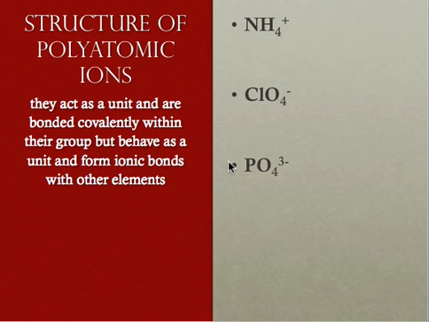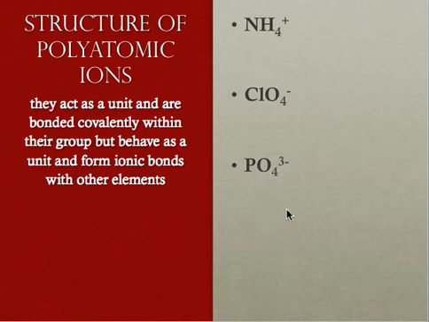Polyatomic ions. Remember, polyatomic ions act as a unit. They're covalently bonded within the group, so you never break the group up. The group always stays together. And they exchange electrons so that together they form an ionic bond with something else. So we're going to look at how those covalent bonds are, and then of course the charges indicate how many electrons they either take or give to other elements in order to get that ionic bond.